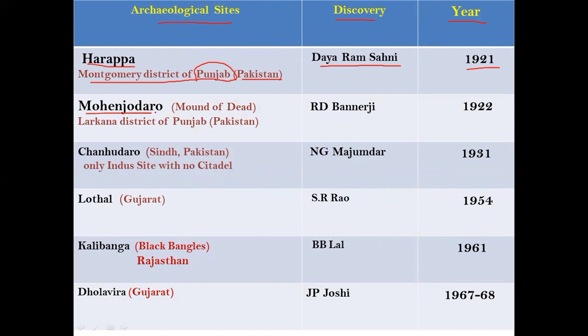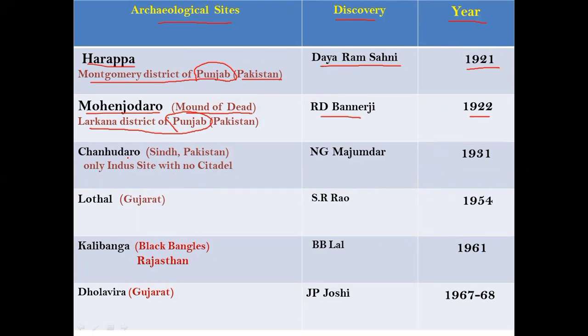Then followed by Mohenjo-daro, like I've mentioned earlier. It is literally known as the Mount of Death because many skeletons and skulls were excavated during its excavations. It is in the Larkana district of Sindh, which is in Pakistan again, discovered by R.D. Banerjee in the year 1922.